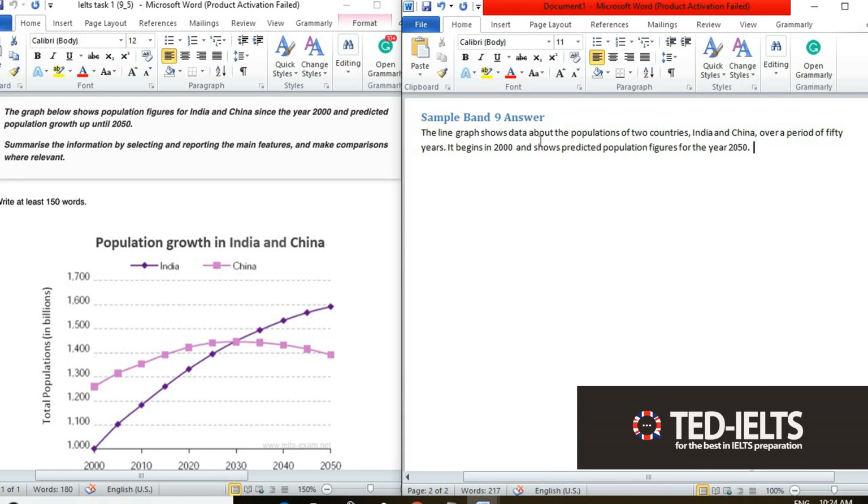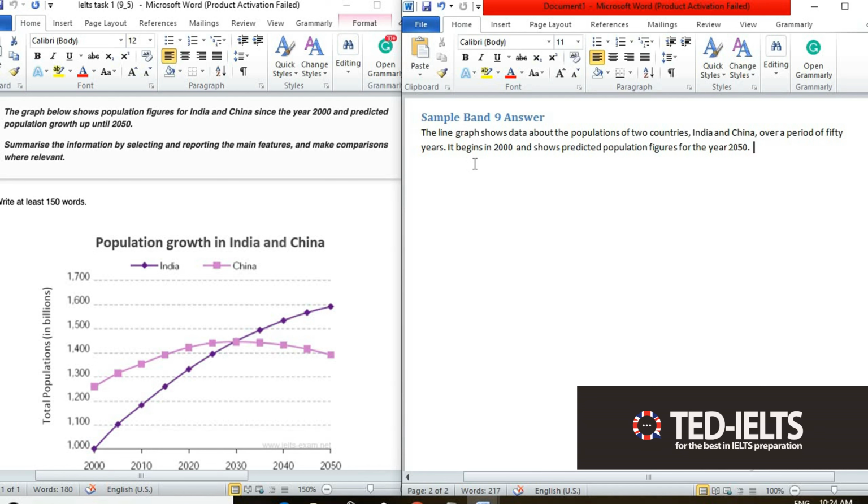So I've changed population figures to data about the population. I've changed India and China to two countries, comma, India and China. And I've changed this phrase here, since the year 2000 and predicted until 2050 to over a period of 50 years. Then I started a new sentence. It begins in 2000 and shows predicted population figures for the year 2050.